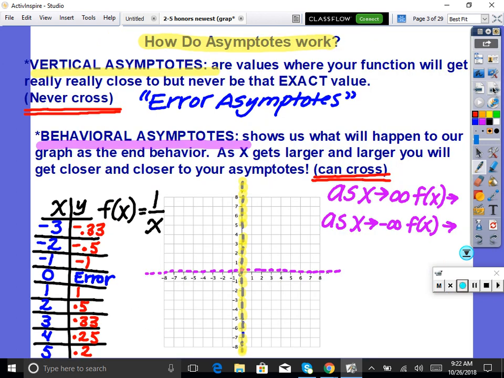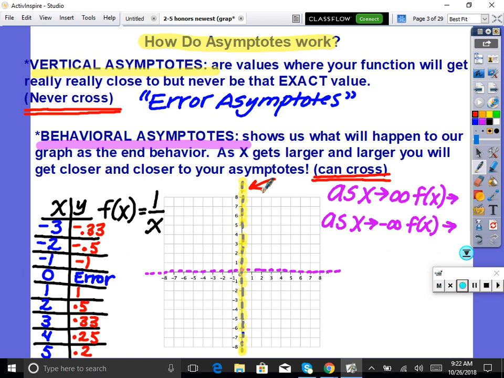So we have this. I was just plotting some points here. I didn't graph it. Here are our asymptotes, where they come from. So our vertical asymptote, just to review, was our error asymptote. If we graph it, it will say error at 0 because we can't divide by 0. That's our vertical asymptote. It's called an error asymptote, what makes the denominator 0.